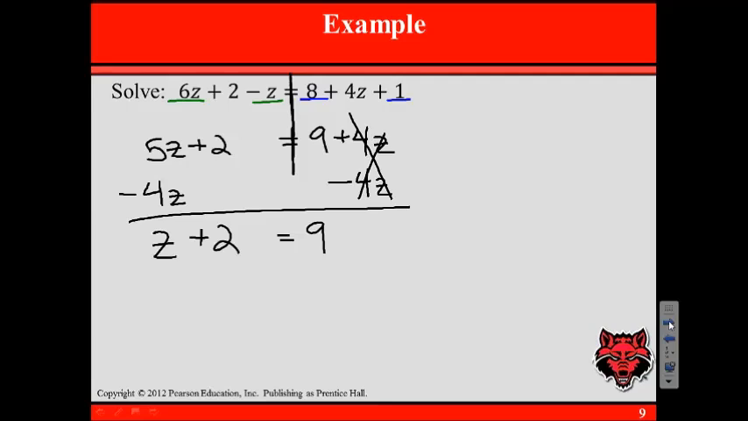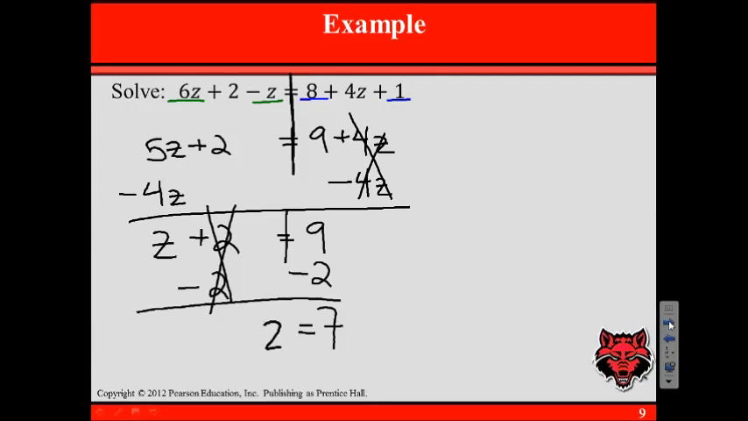Now z, all of the z's are combined on the left side of the equation. Let's isolate z by moving the 2. So we subtract 2 because minus 2 is the opposite of positive 2. On the left side, 2 minus 2 cancels. On the right side, 9 minus 2 is 7. So we're left with z equals 7. And that will be the solution.